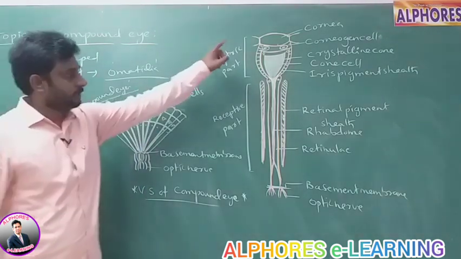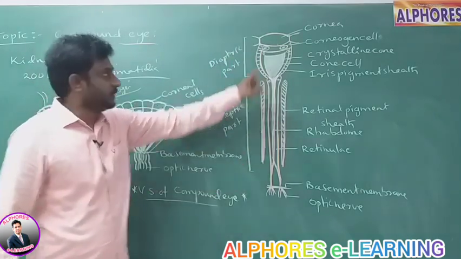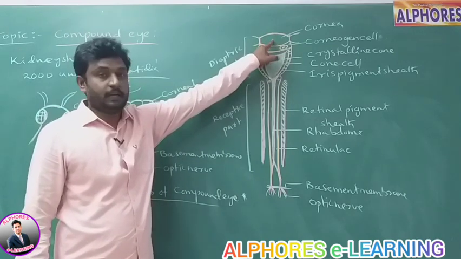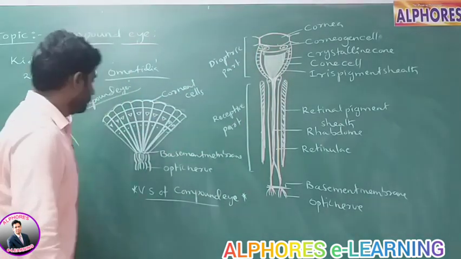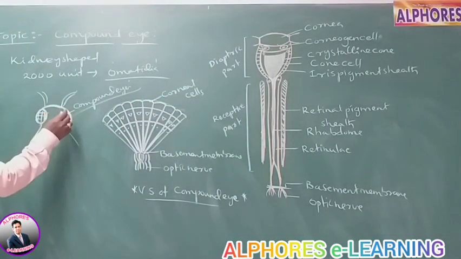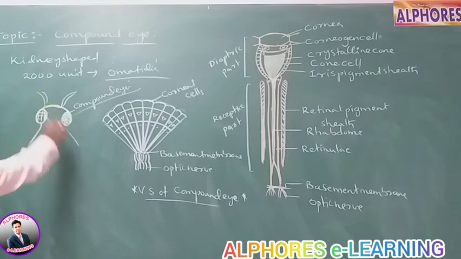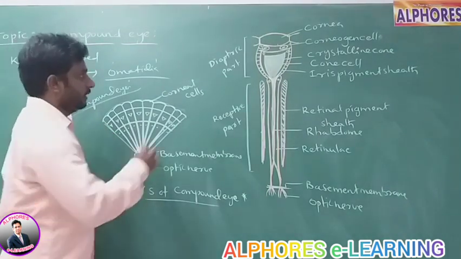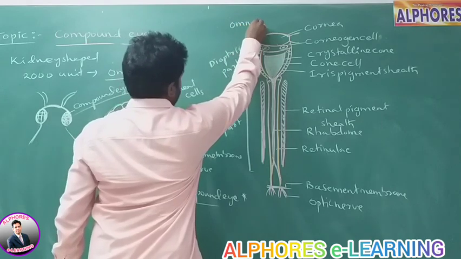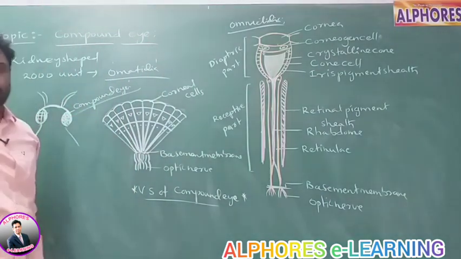Each ommatidium is present like this, which is an elongated cell. This part is only visible outside. The outer part of the compound eye is called the cornea, and it is the only part visible outside. The cell is present like this, an elongated cell. Like this, 2000 units are present in each compound eye, and each unit is called an ommatidium.